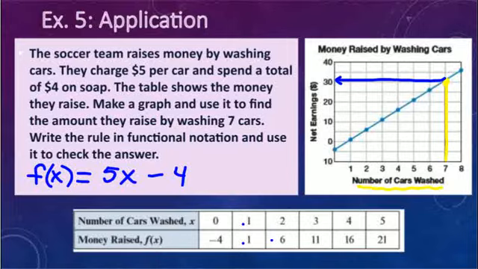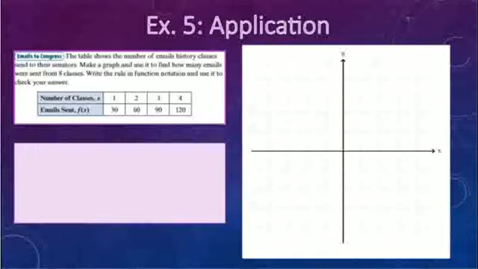And the last one: the table shows the number of emails history classes sent to their senators. Make a graph and use it to find how many emails were sent from 8 classes. Write the rule in function notation and use it to check your answer. So here we have our table. We're going to plot those on here.